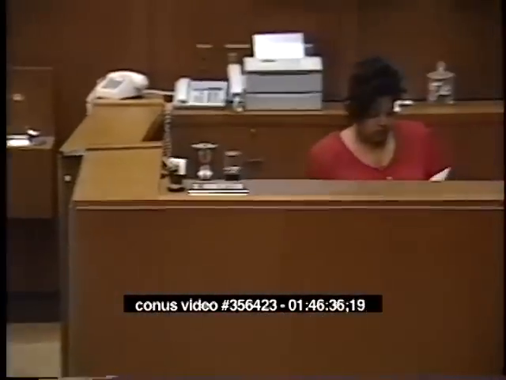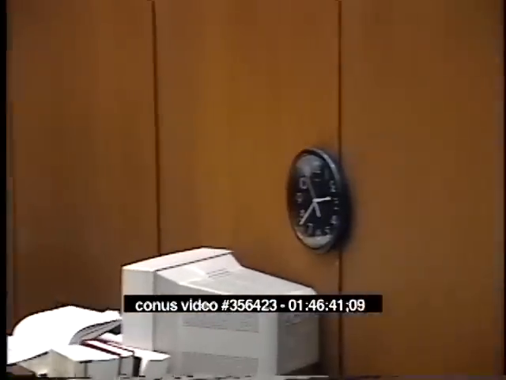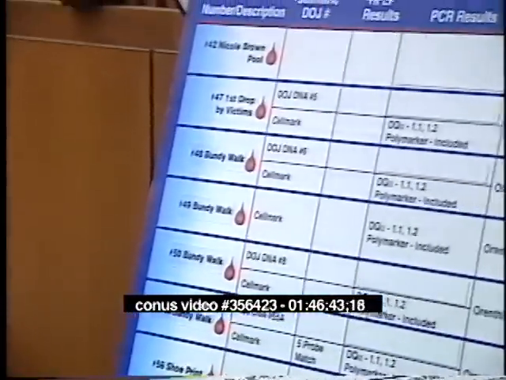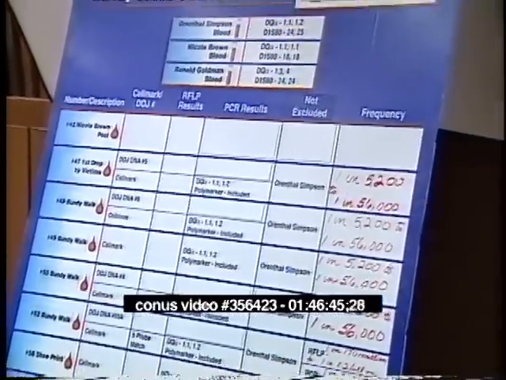Mr. Scheck, which board is this? This is 259. Thank you. Dr. Cotton, if you can't see, please step down a little bit.